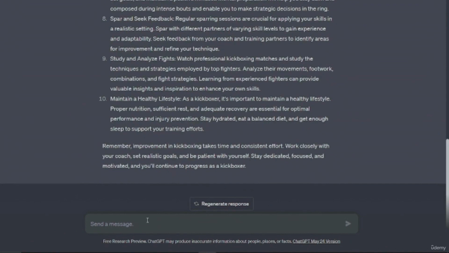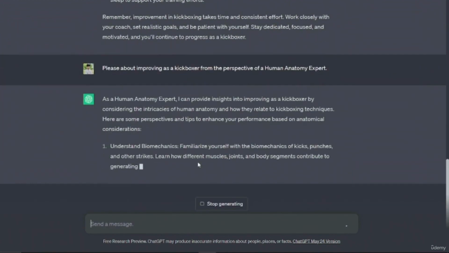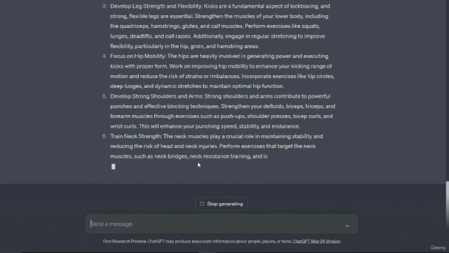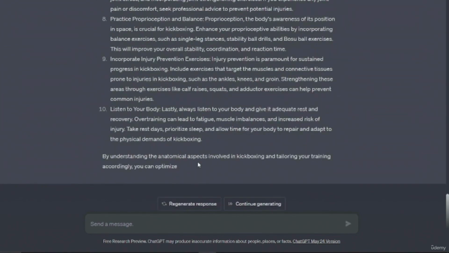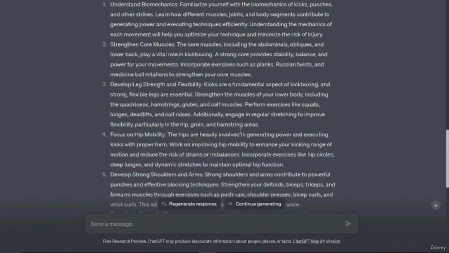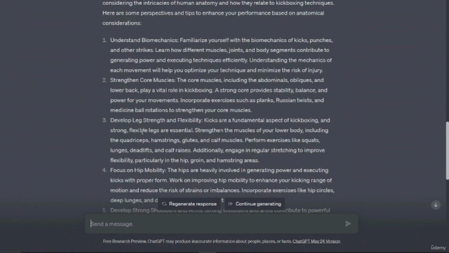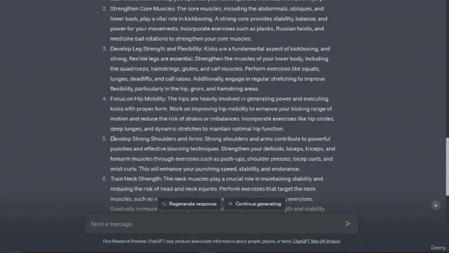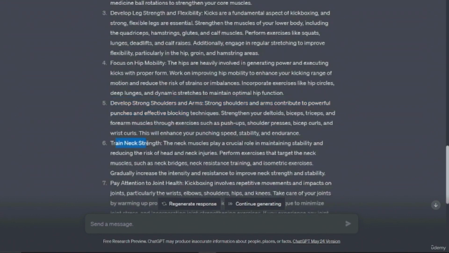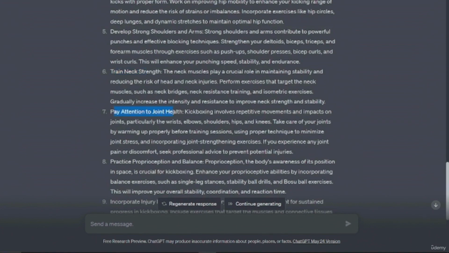Now if we type in the same prompt but with a different perspective, this time we'll ask it to write everything the same, but from the perspective of a human anatomy expert. Let's see what it will do for us. As you can see, the points it has given us are much more health based and anatomy based. For example, develop strong shoulders and arms, train neck strength, and pay attention to joint health. These are very much health based points.